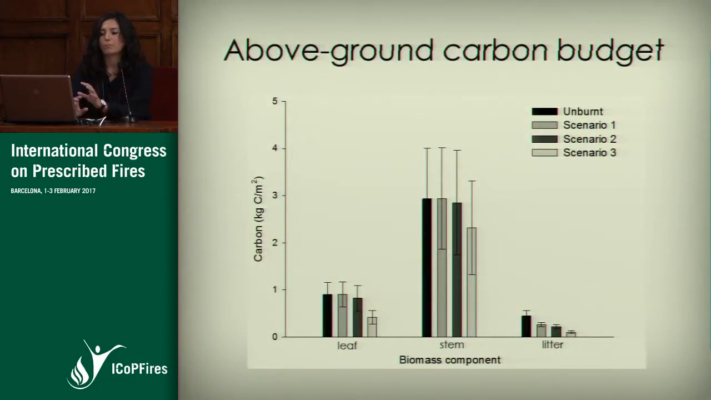Now, if we break down the above ground carbon budget into three main pools of leaf, stem, and litter, most of the carbon is stored in the stem. And what I want to show here is that even though a smaller component is stored in the litter, there is larger spatial variability in the litter pool between different sites. So that's one thing that we need to pay attention to when working at a landscape level.